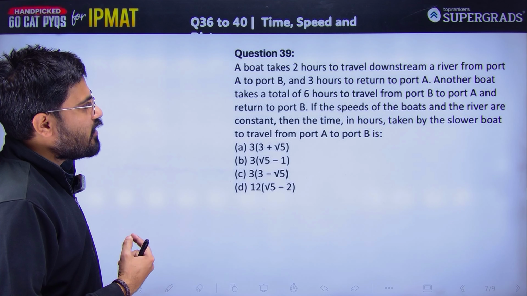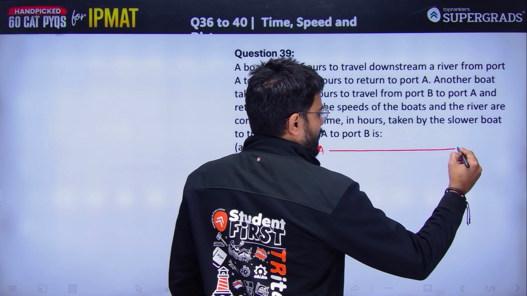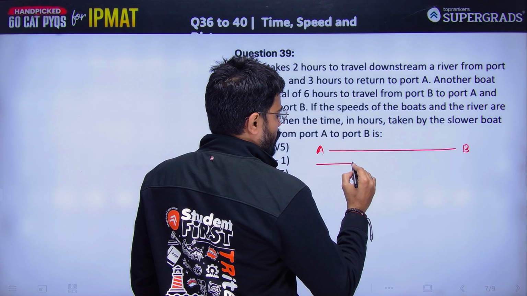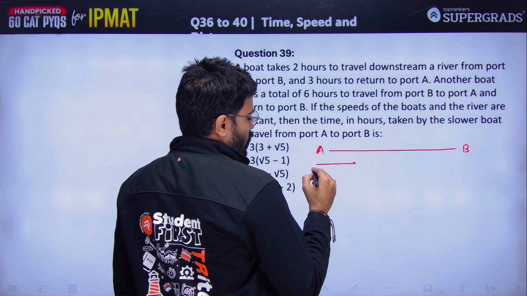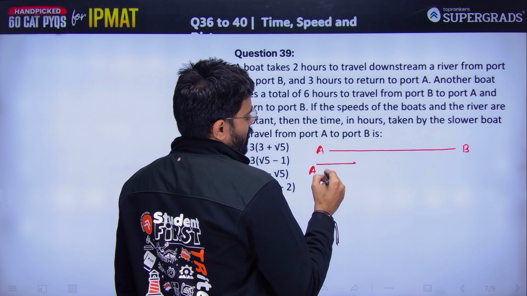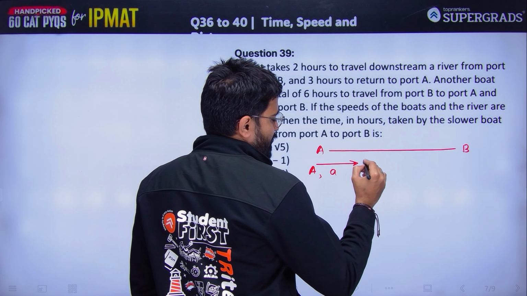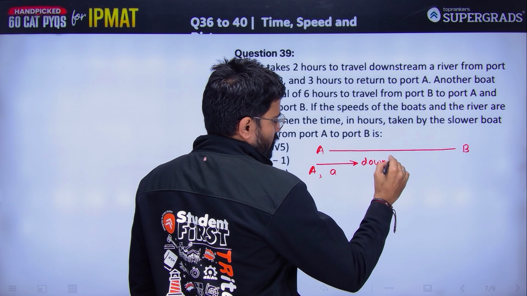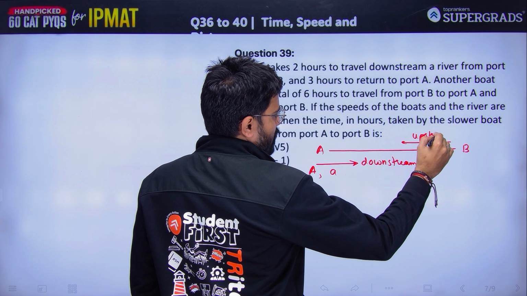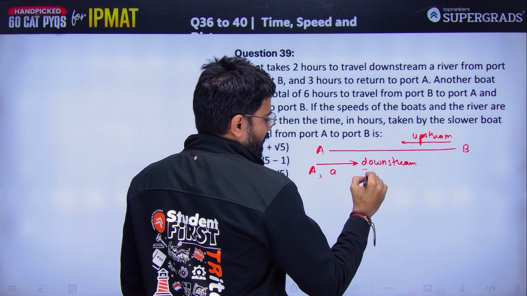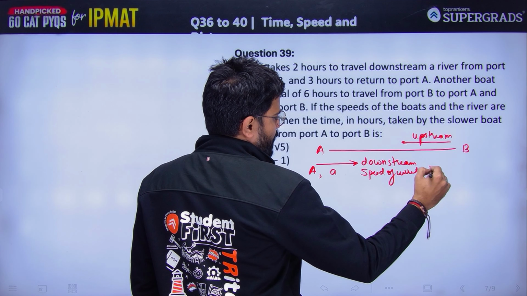What they are saying, a boat takes 2 hours to travel a river from port A to port B. This is port A and this is port B. So port A to port B. A boat takes, so a boat means, let's mark that boat as A and the speed of that boat be small a, 2 hours to travel downstream. So this direction is downstream. And this direction is upstream. And the speed of the current is not given. So the speed of the current be x.